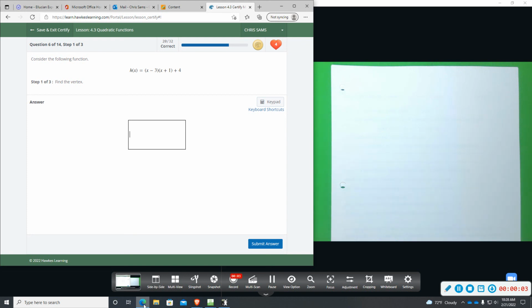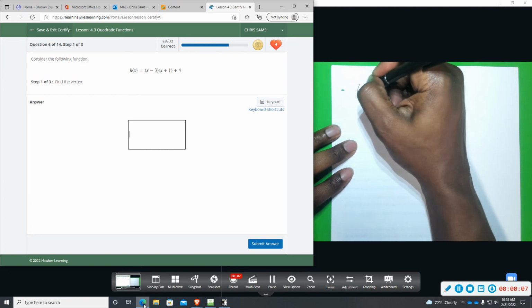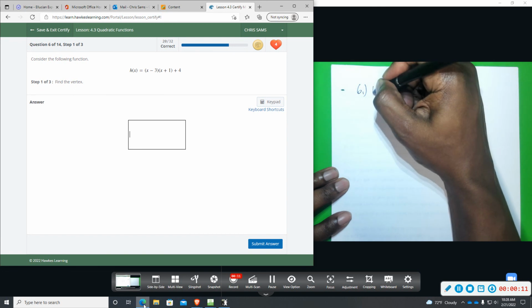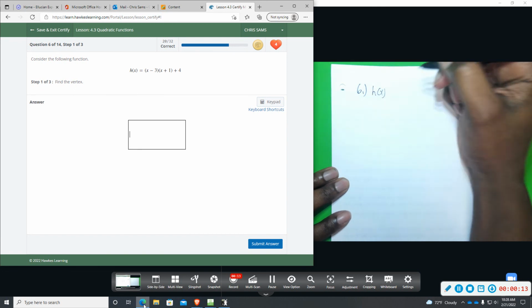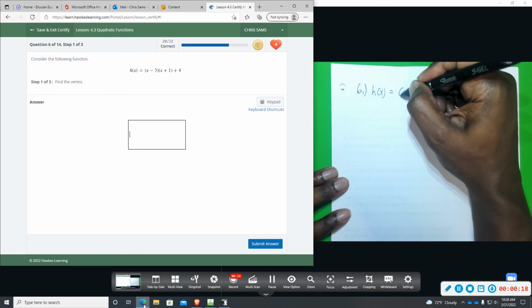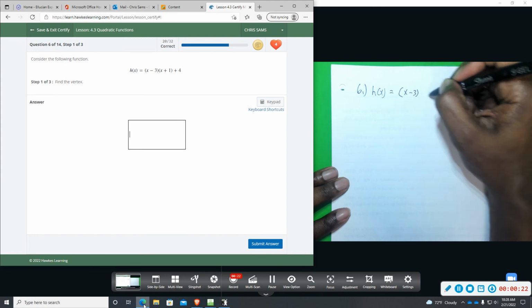Okay, number 6. So this one is not in standard form. It's not in vertex form. So I'm going to have to FOIL this out so I can get it in a form that I can actually use, because this form is not going to be helpful for finding anything right now. And so we've got to transform it.